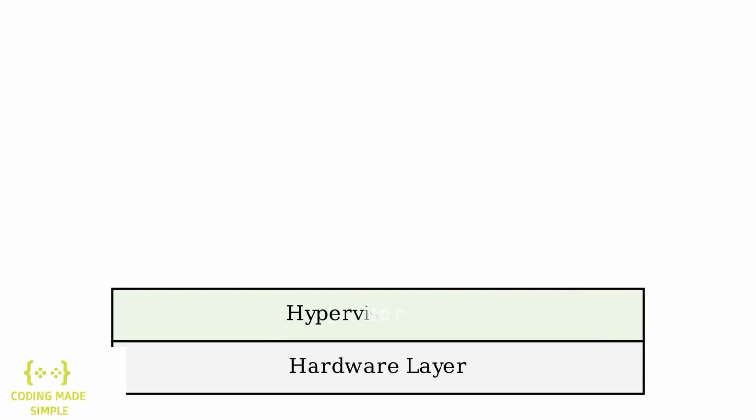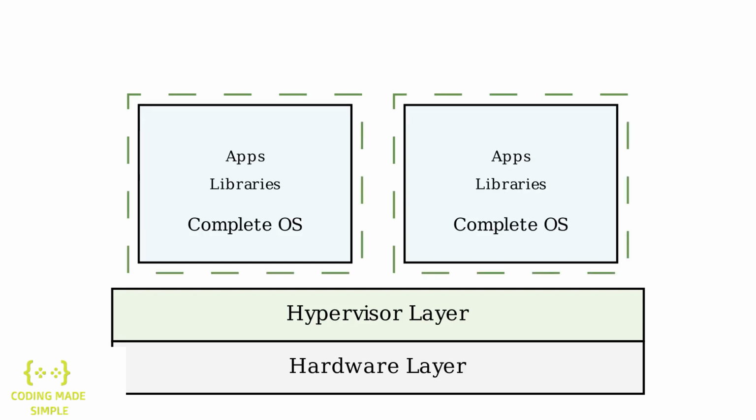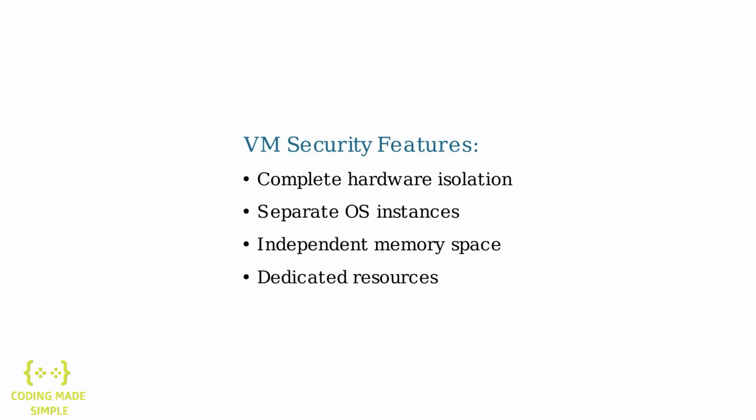Let's examine the security implications of virtual machines and containers, starting with VMs. Virtual machines provide strong isolation through complete hardware virtualization. Each VM runs its own operating system and has dedicated resources. VMs offer several key security features. They provide complete hardware isolation, separate operating system instances, independent memory spaces, and dedicated resources.